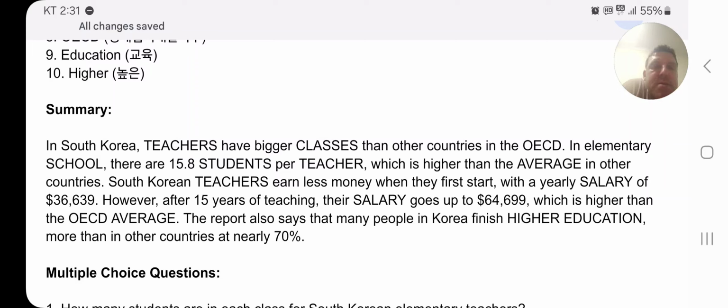The report also says that many people in Korea finish higher education. That means like going to university more than other countries at nearly 70%. That's a large amount of people.